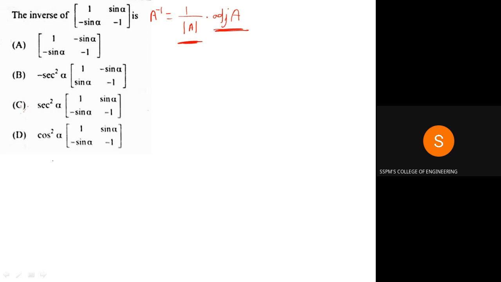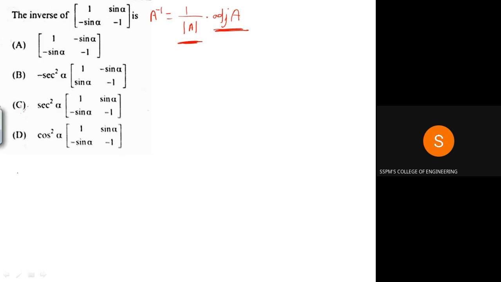First we will find the determinant of the matrix. Any time you are asked to find the inverse of any matrix, you should first find the determinant. If the determinant is zero, then you cannot find the inverse of that matrix. If the determinant is zero, the matrix cannot be inverted.